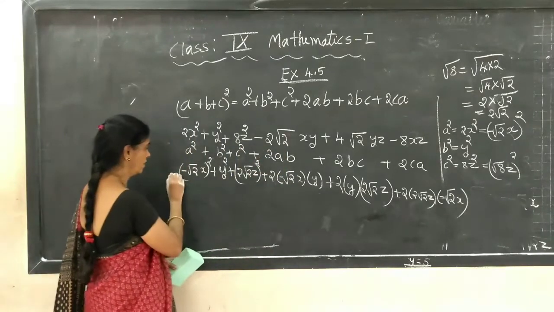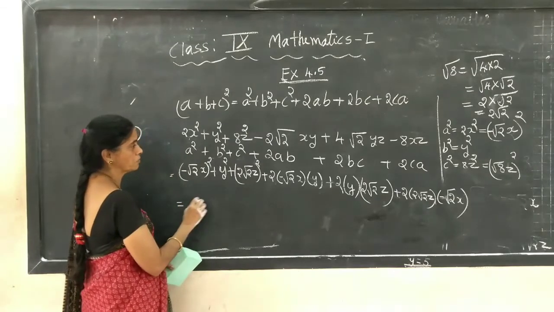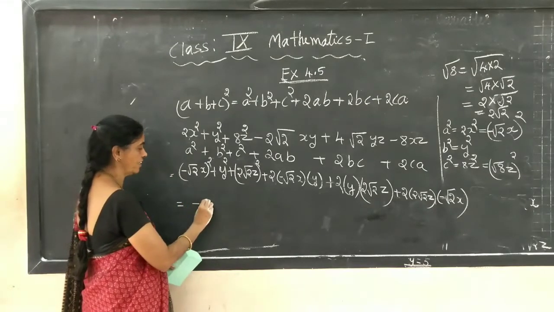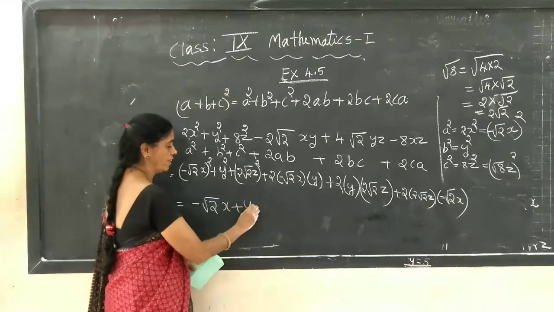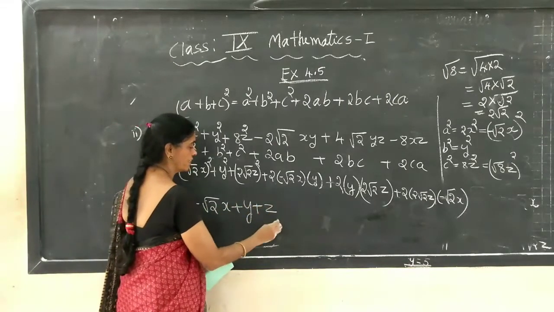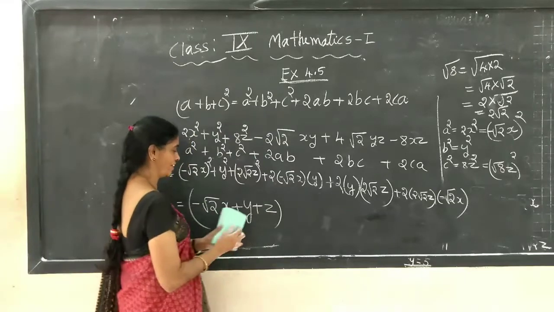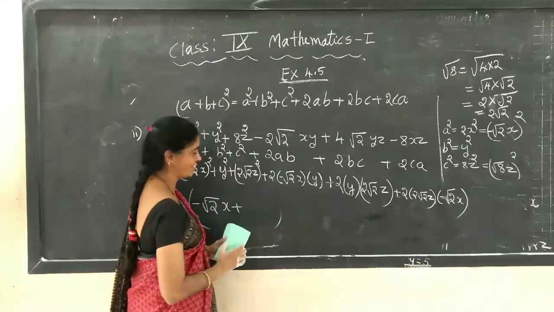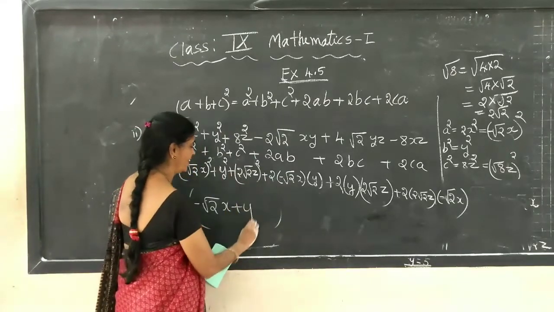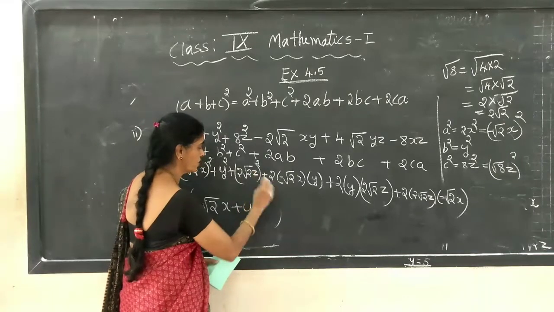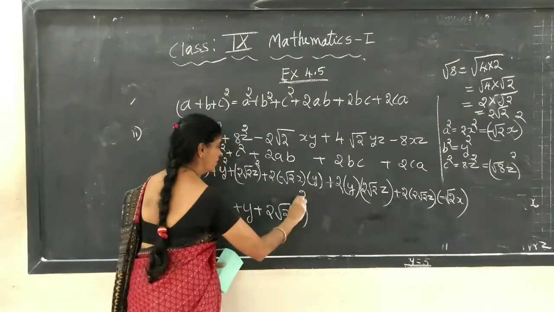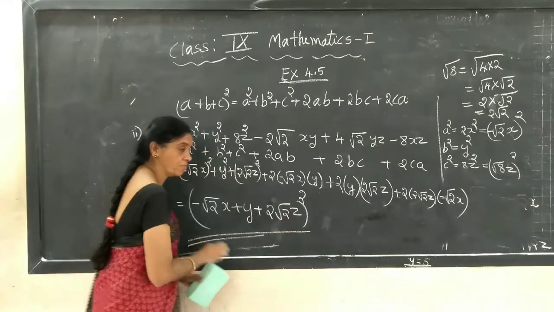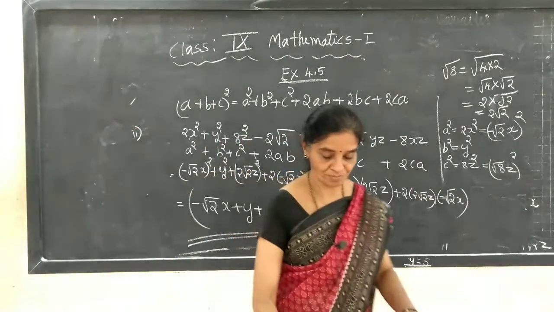So what is the number? A plus b plus c whole square. A is minus square root of x, plus b is y, and c is z. Sorry, b is how much? B is y only. C is 2 square root of z. It's whole square. These are the factors. Understood, children?